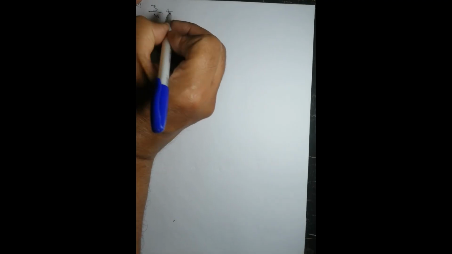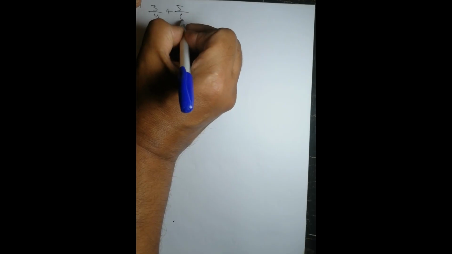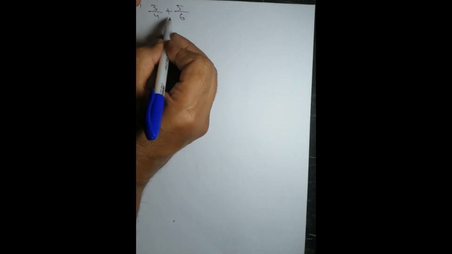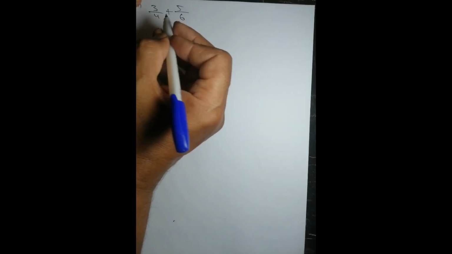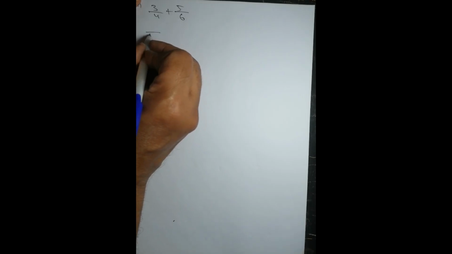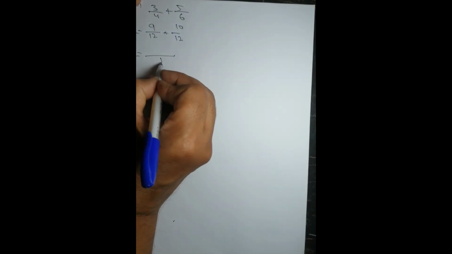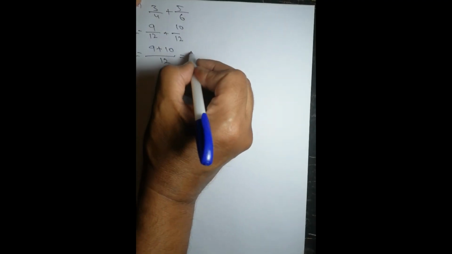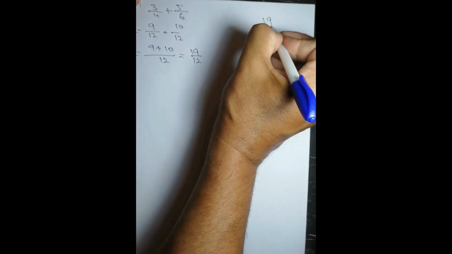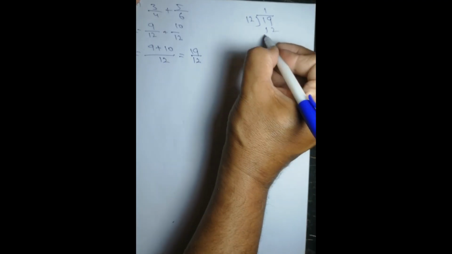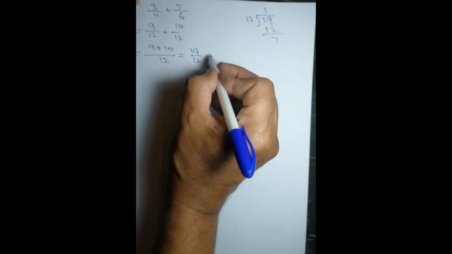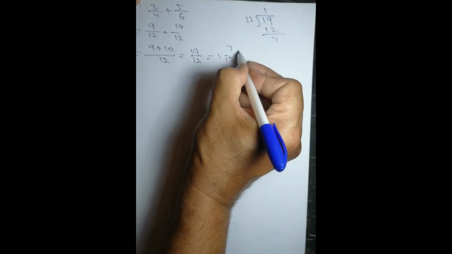Now part E, that is 3 by 4 plus 5 by 6. So now the common number is 12. So make the denominator 12. 4 3s are 12 and 3 3s are 9, and multiply this fraction by 2, 12, and this is 10. Now 12 is LCM, and 9 plus 10 is equal to 19 over 12, and 19 by 12, quotient 1, remainder 7. So that is equal to 1 whole 7 by 12. This is the answer.